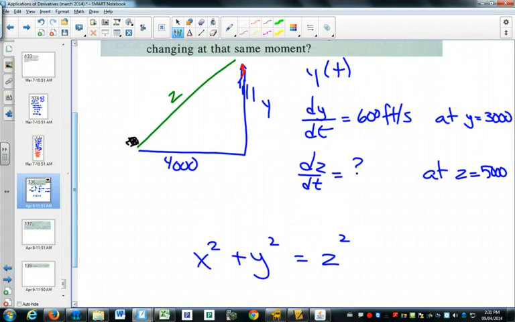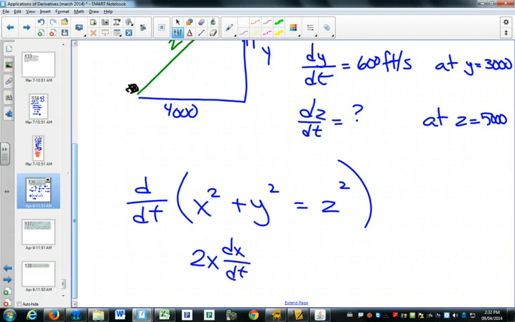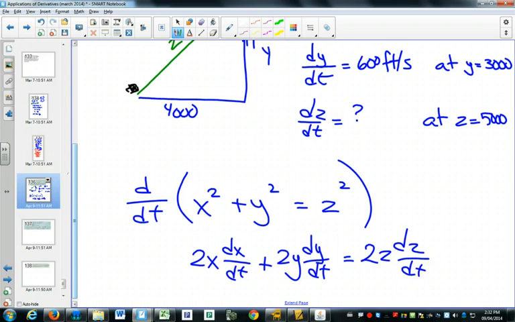What is dx/dt? How much is this changing? 0. It's not changing at all. So now when we take the derivative with respect to time of this whole thing, we're going to get 2x dx/dt plus 2y dy/dt equals 2z dz/dt.